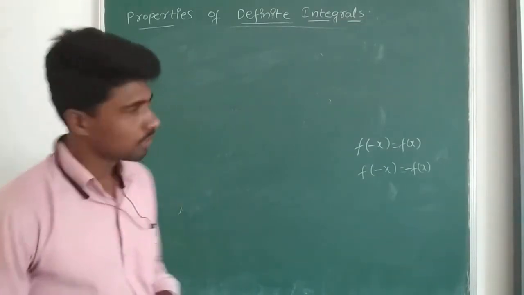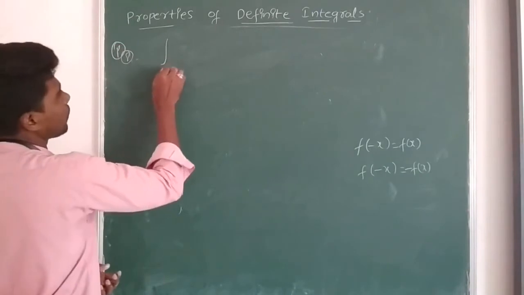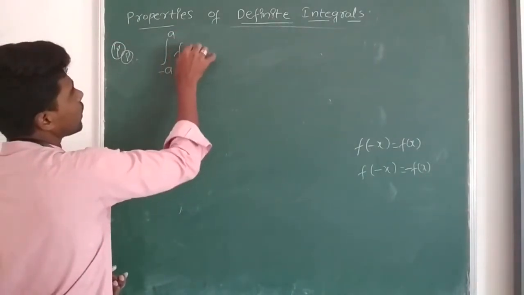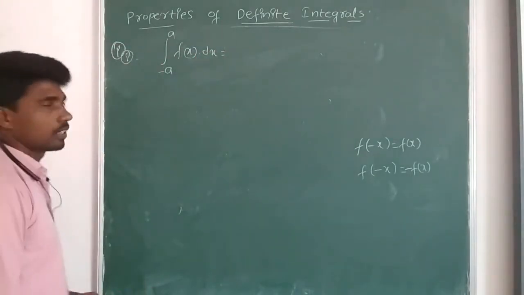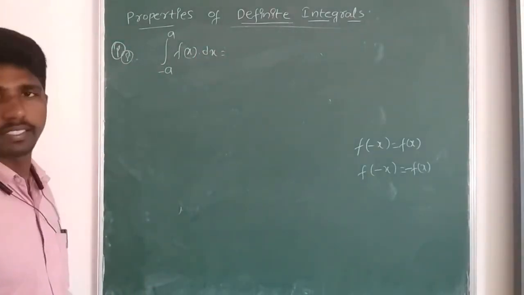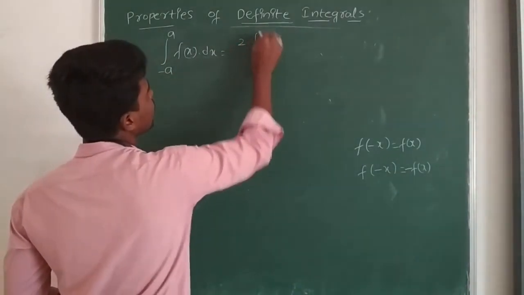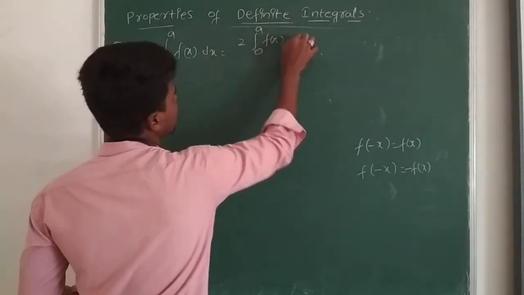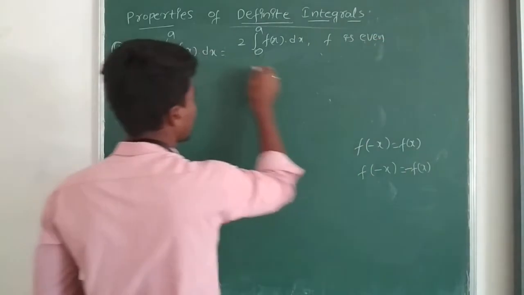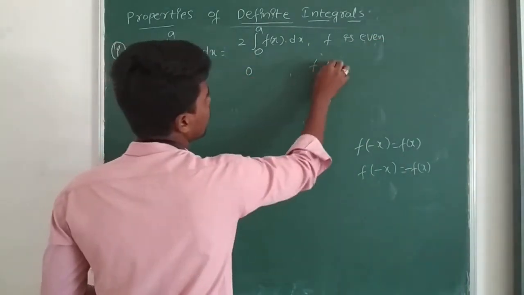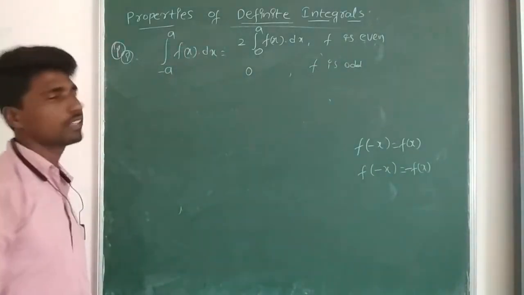Okay. So given property number 8, the integral from minus a to a of f of x dx is equal to 2 times the integral from 0 to a of f of x dx if f is even, and it will be equal to 0 if f is odd. So let me check how we get this proof.